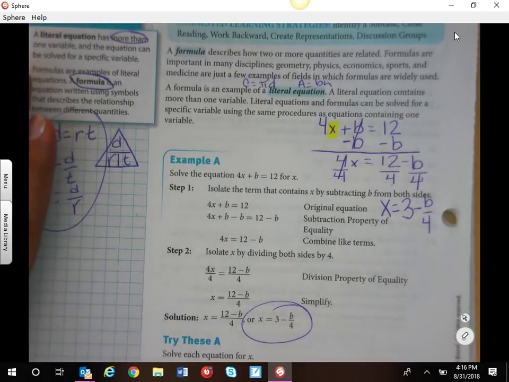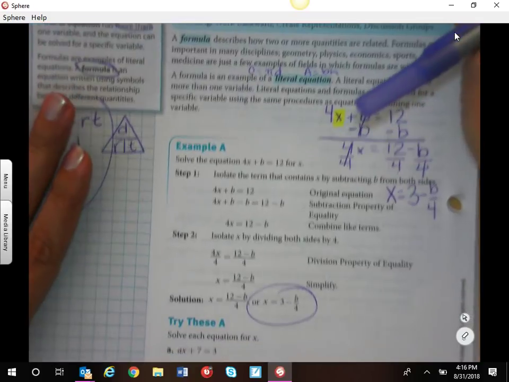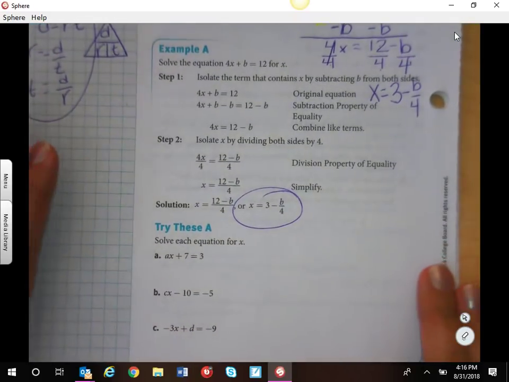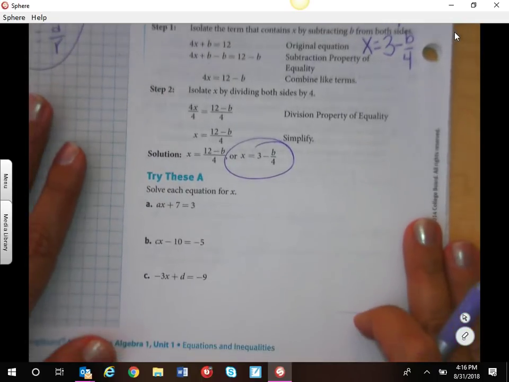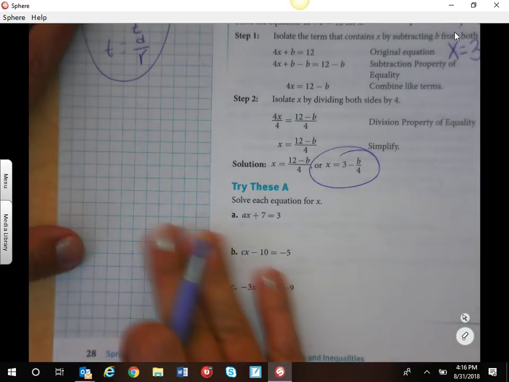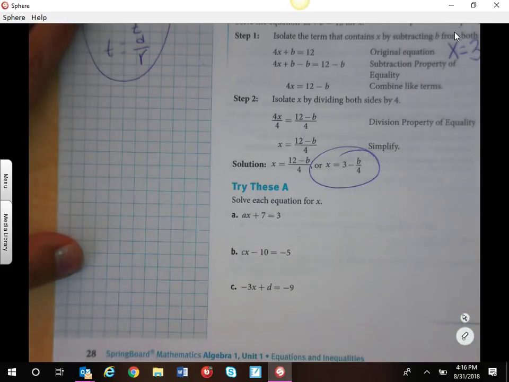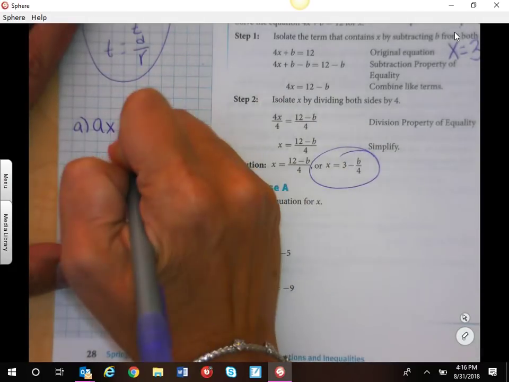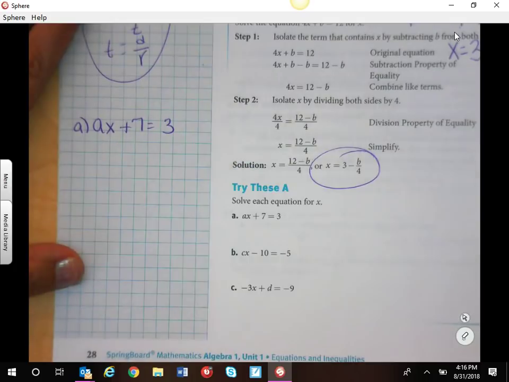So we're going to work through several of these, and I want you to take your time and really think about those steps. If it helps for you to have your journal out where we wrote them, then we can do that. I'm going to actually work over here in the margin so we have space. So we're going to do a couple of these together. Ax plus 7 is equal to 3. And again, we're solving for x.